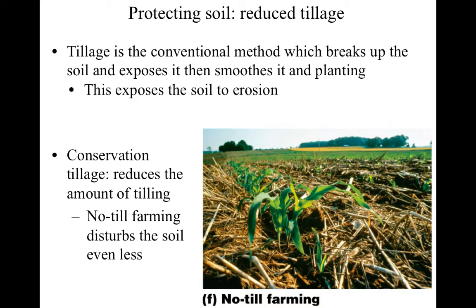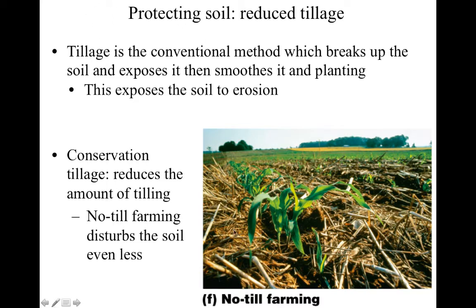Protecting the soil, another way to do it is to reduce the tillage. Tillage, the definition is up here, is the conventional method, which breaks up the soil and exposes it and then smooths it before planting. This is done with a plow, something that a farmer will pull with a tractor, and it has these little spades on it that cut into the soil and turn it over. And when you do that, the soil is exposed to the air, which makes it more susceptible to erosion through the wind and water, as rain and runoff.